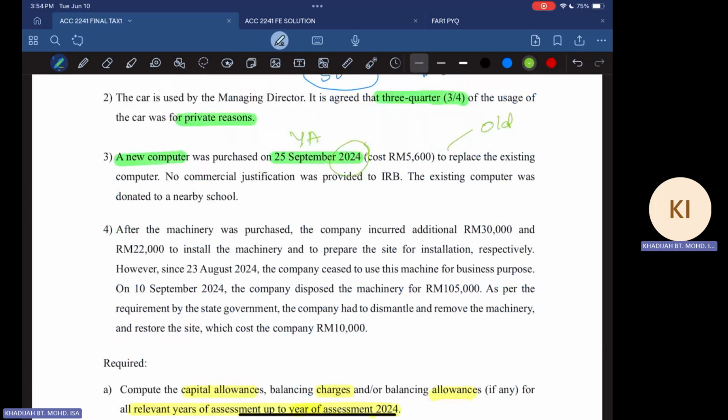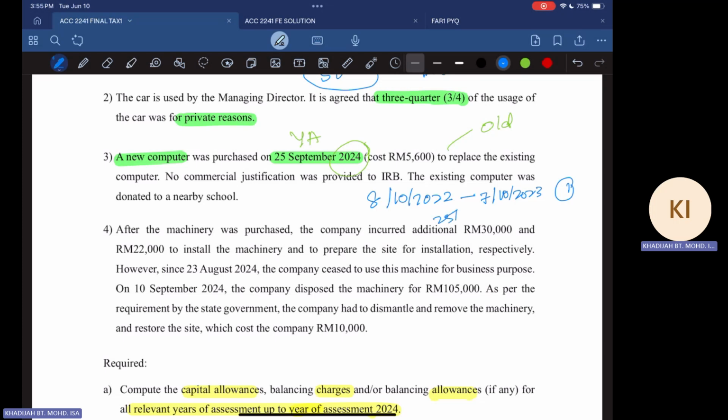So 8 October 2022 to 7 October 2023. So this is the first year. And then when do you dispose? You dispose on 25th September, all right, which is earlier than this.